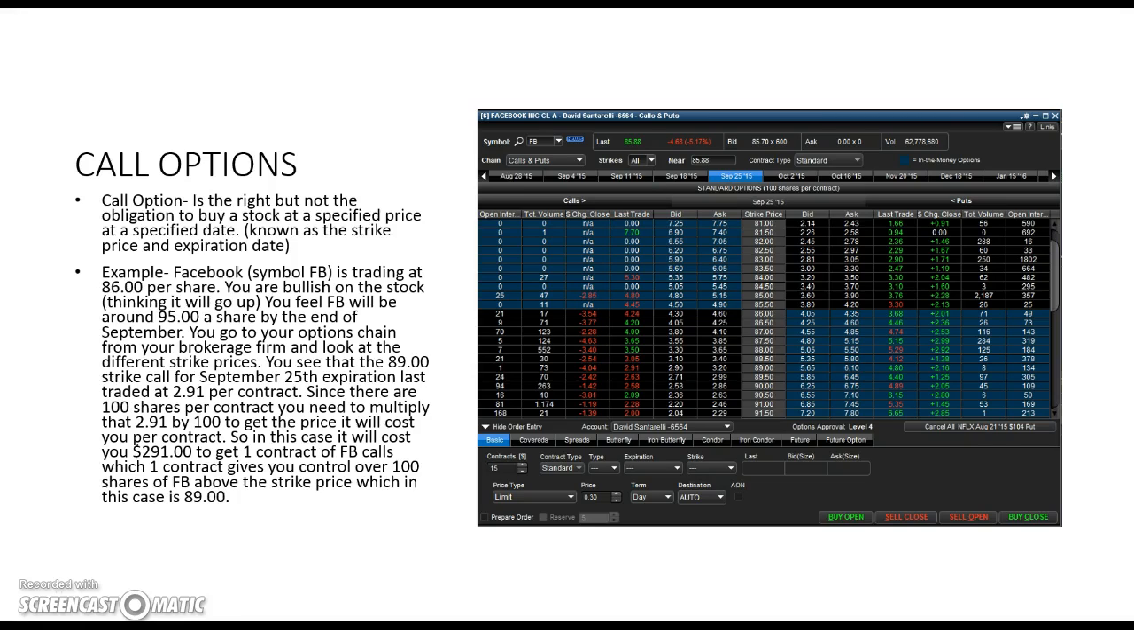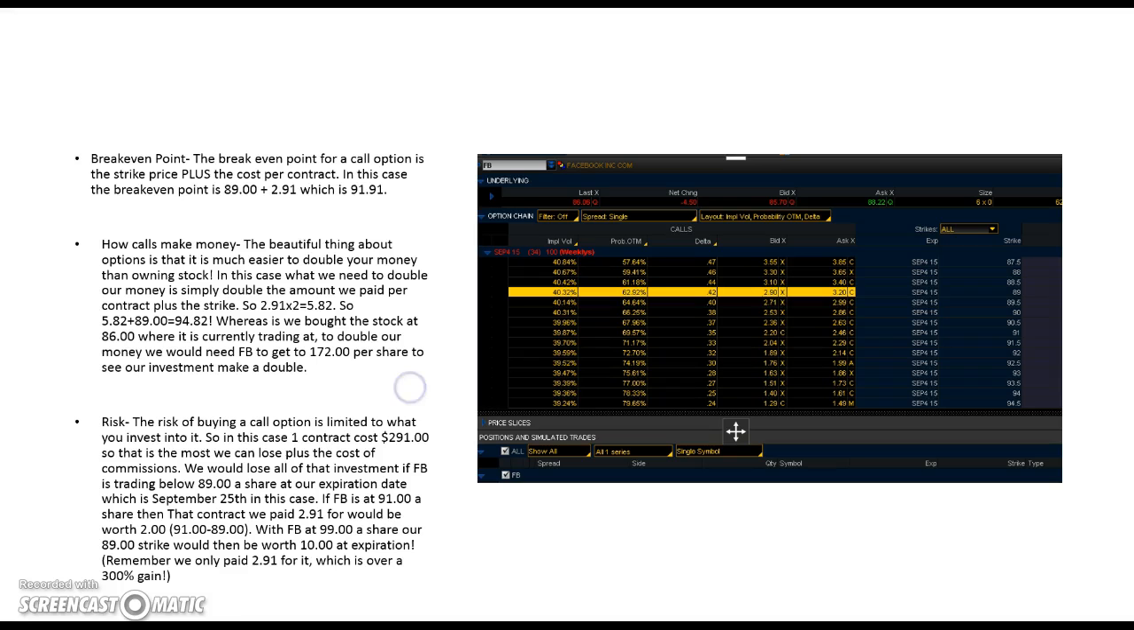Since there are 100 shares per contract, you need to multiply that $2.91 by 100 to get the price it will cost you per contract. So in this case, it will cost you $291 to get one contract of Facebook calls, which for one contract gives you control over 100 shares of Facebook above the strike price, which in this case is $89.